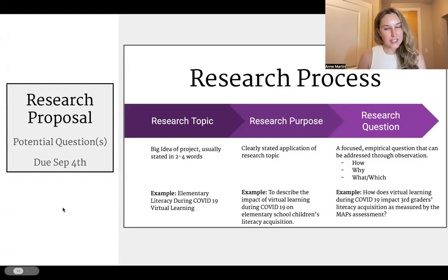So the next announcement that I want to make is about your potential research question that is going to go with the research proposal assignment. This is due this Sunday, September 4th, and this is going to be in iCollege.